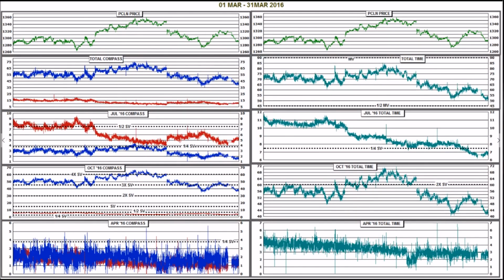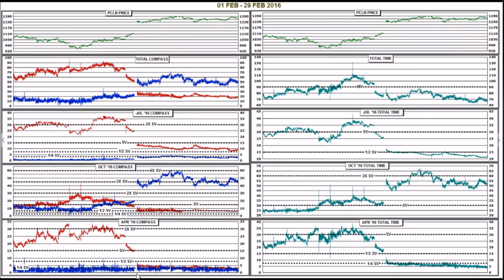Quickly again, here's March on Pcln. We see the same principles being applied again in the observation, only this time we see that the roles have reversed. And put time is now above call time after April's closing. You go back, you look, here's April. It closed at a 1-to-1. So now we're not looking at April anymore. We're focusing on October and July.